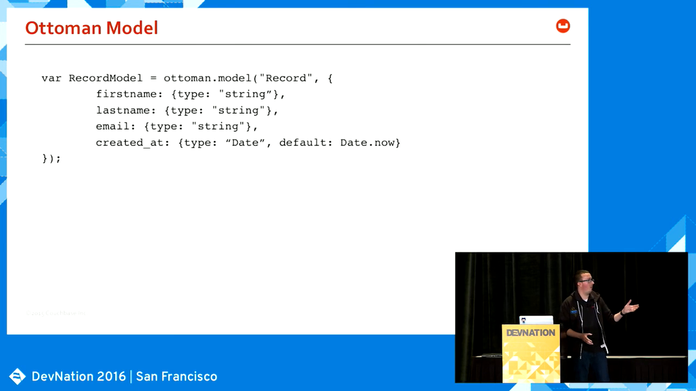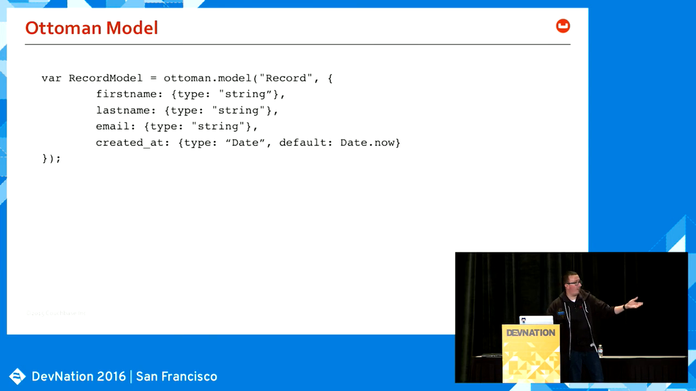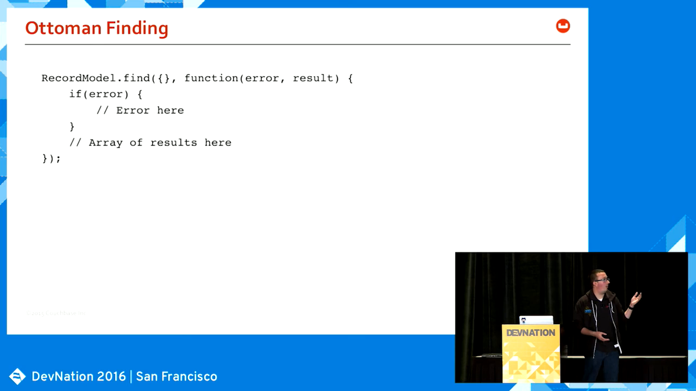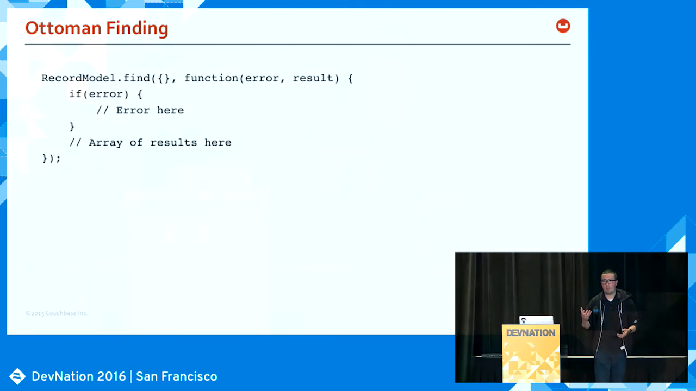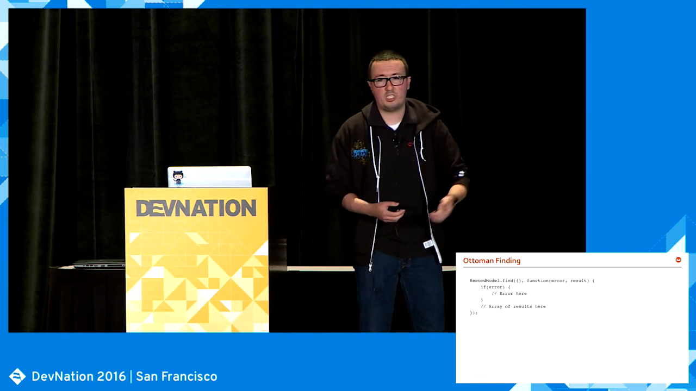If you wanted to create an Ottoman data model, say for example, this data model has a first name, last name, email, and a created at. Then if you wanted to make use of this model, in this case, I'm creating exactly that. As you saw on the previous slide, I have a created at. It's defaulting to the current date, which is why I didn't have to include it here. And then I would just call save. If I wanted to query that information, I could use the find function. In this case, I'm passing an empty object, meaning I'm just going to find all data that was saved. If I wanted to, I could be more specific in that find query. But if you're familiar with Mongoose, this would be a breeze for you.